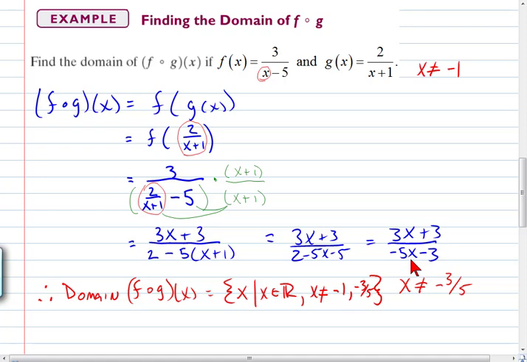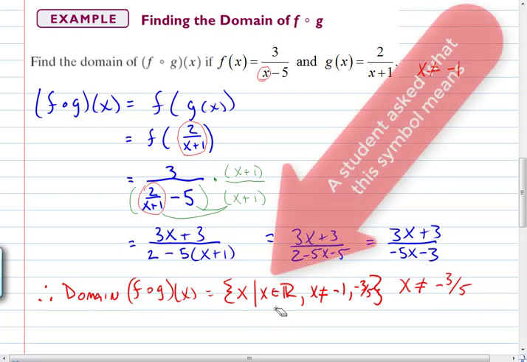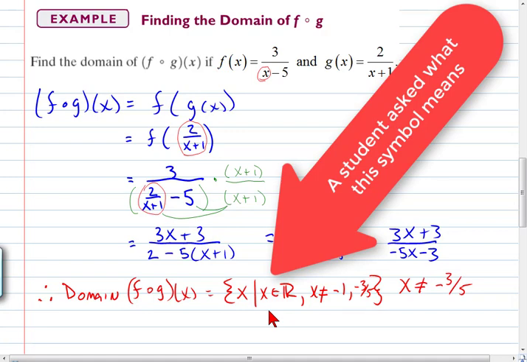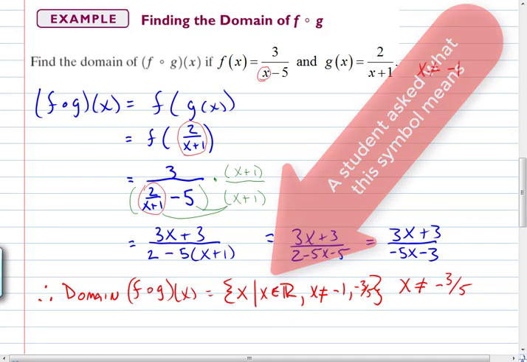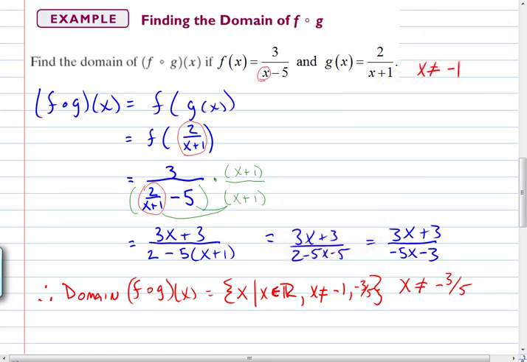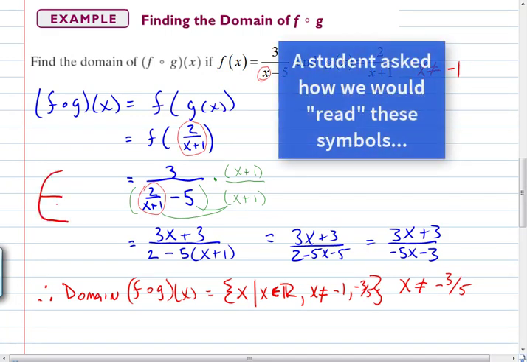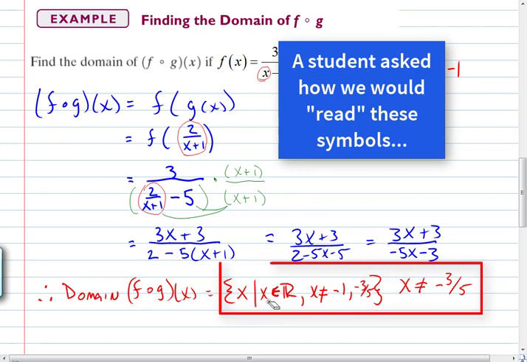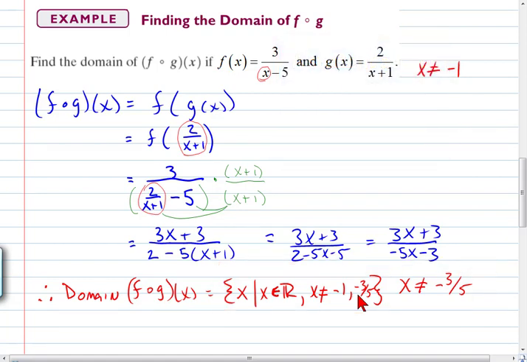This is a rational function. The function's not defined if the denominator is 0. So where this number came from was setting this denominator equal to 0 and solving for x. This sign means it belongs to the set of. It's like a curve with a line in the middle. Blown up, it looks a little bit like this. It's set notation: any real number x, given the condition that x is a real number and x is not equal to negative 1 or negative 3/5.